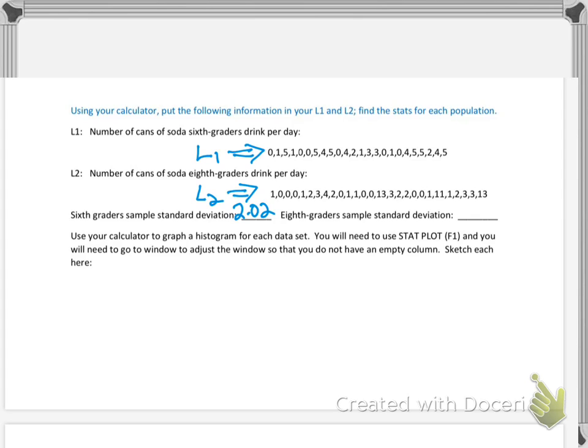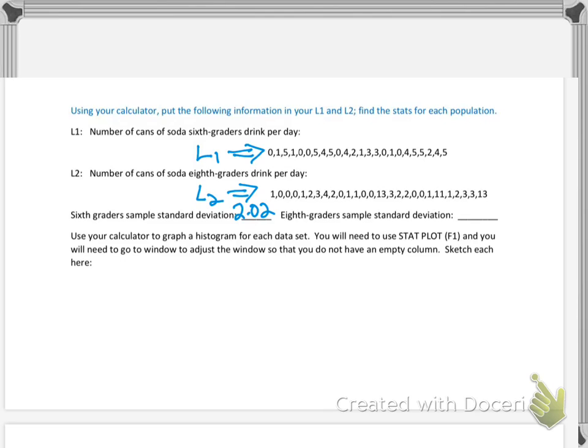Okay, now go back and you're going to do the same thing for the 8th graders. So you're going to say stat, you're going to say calc, you're going to say one variable stats, but now you want to plug in L2. So you're going to say second 2, that gives you L2. You're going to hit enter, enter. It's calculating for you. You see the flash, and here you have your X bar. Look down, and you should be getting a standard deviation as well for the population, so write that down.